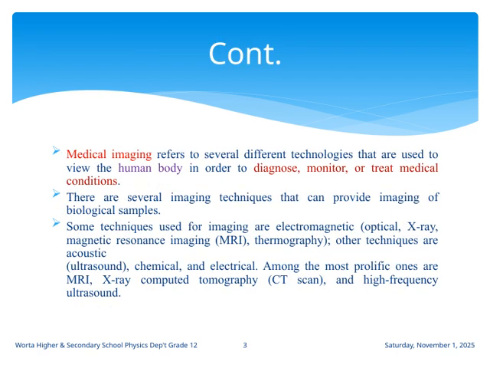Medical imaging refers to a variety of technologies that allow us to see inside the human body. These techniques are essential for diagnosing, monitoring, and even treating medical conditions. When we talk about imaging biological samples, there are several different methods used. Some of these techniques rely on electromagnetic waves, like optical imaging, X-rays, MRI, and thermography. Others use acoustic methods, such as ultrasound. There are also chemical and electrical imaging techniques.